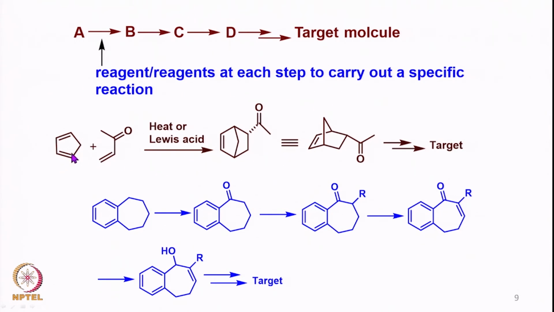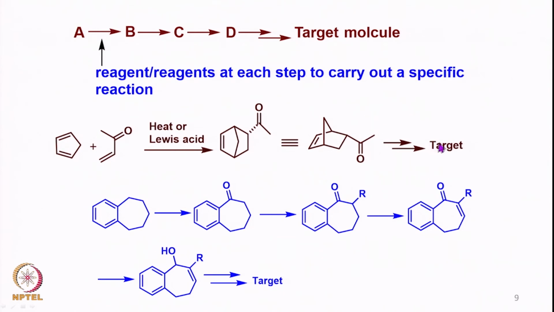Say for example, if we start with cyclopentadiene and react with an alpha beta unsaturated ketone like methyl vinyl ketone, then either with the help of heat or a Lewis acid we can carry out this Diels-Alder reaction to form this bicyclic molecule, which can be written like this. As we can see, it has a double bond which can be functionalized or cleaved, then it has a carbonyl group, and of course there is an alpha hydrogen next to the carbonyl, and there are 3 hydrogens here which are alpha to the carbonyl group here, and therefore they are activated hydrogens and can be functionalized.